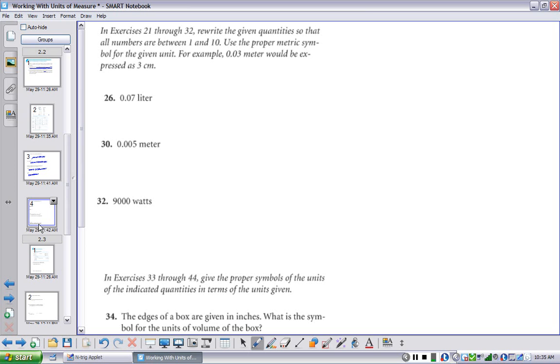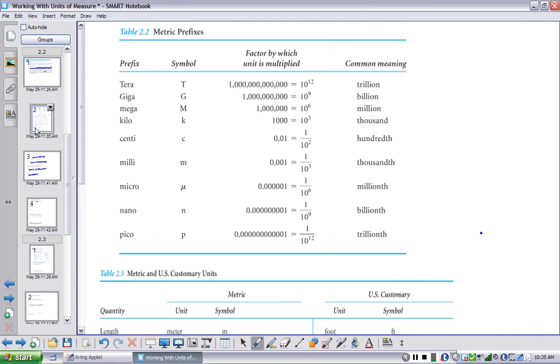Let's read here. They want us to rewrite the given quantity so that all numbers are between 1 and 10. Use a proper metric symbol for the given unit. For example, 0.03 meter would be expressed as 3 centimeters. Now, why is that the case? If we go back to our chart, remember centi is hundredths. So you have your first non-zero digit in the hundredths place. So that is 3 centimeters.